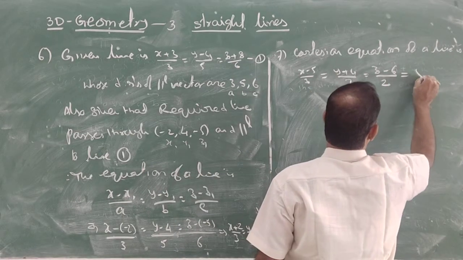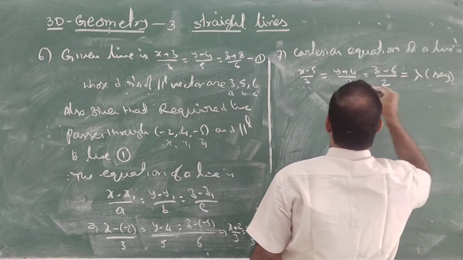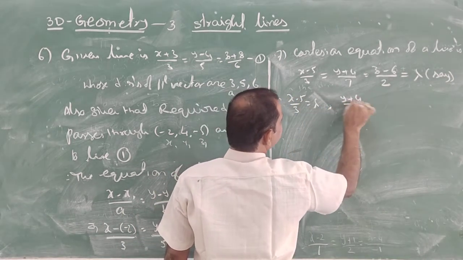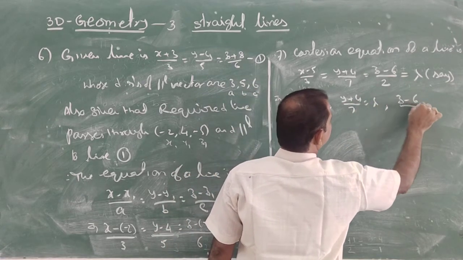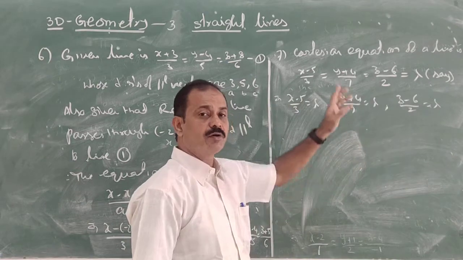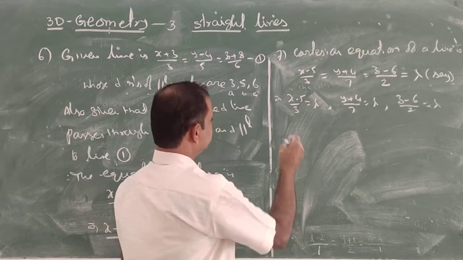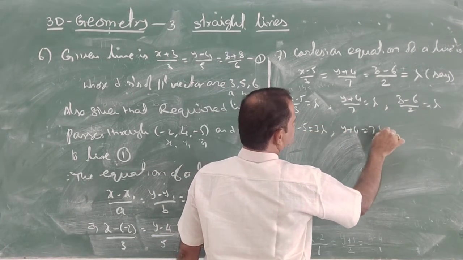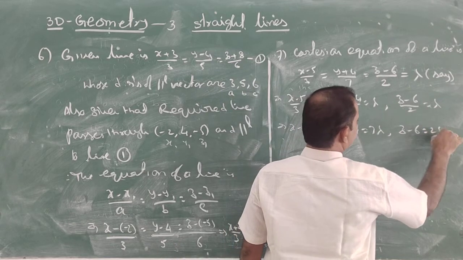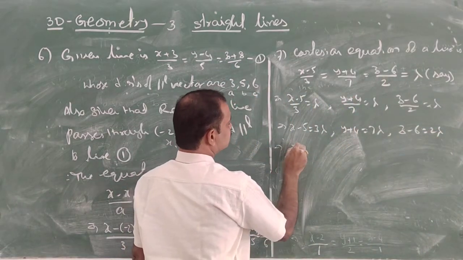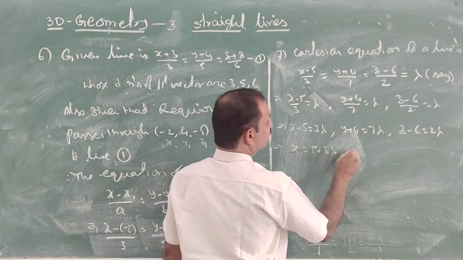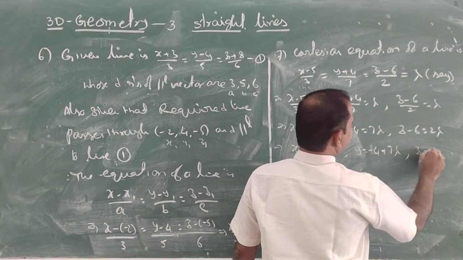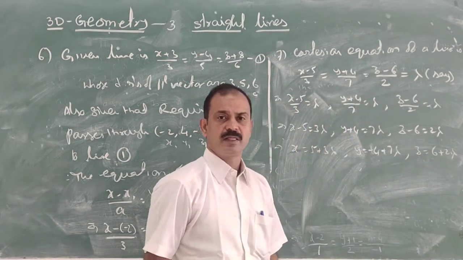You take it equal to lambda, say, which implies x minus 5 by 3 is equal to lambda, y plus 4 by 7 is equal to lambda, z minus 6 by 2 is equal to lambda. Why? We have to find out what is x, what is y, what is z. Which implies x minus 5 is equal to 3 lambda, y plus 4 is equal to 7 lambda, z minus 6 is equal to 2 lambda. Which implies x is equal to 5 plus 3 lambda, y is equal to minus 4 plus 7 lambda, z is equal to 6 plus 2 lambda.